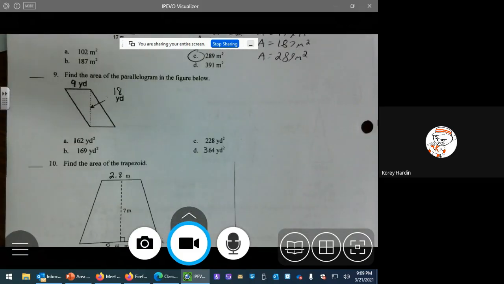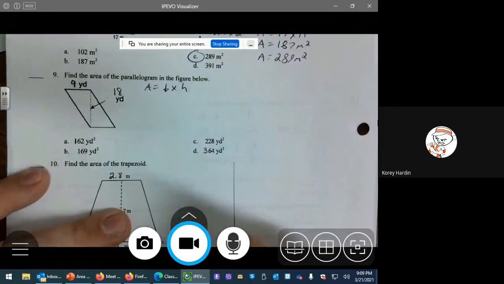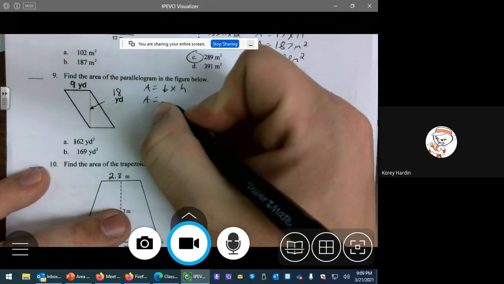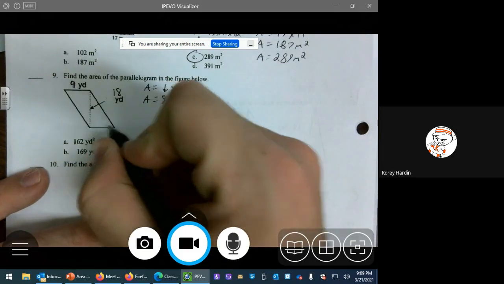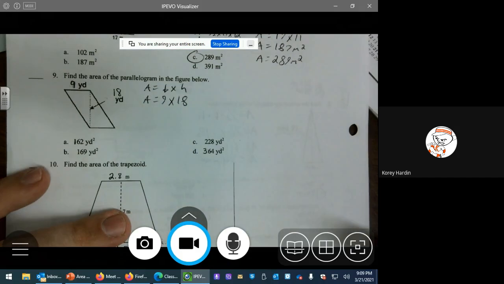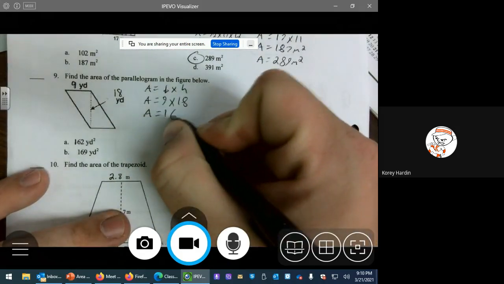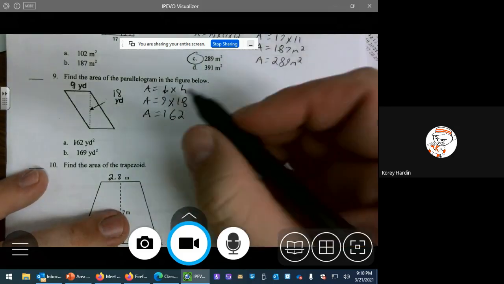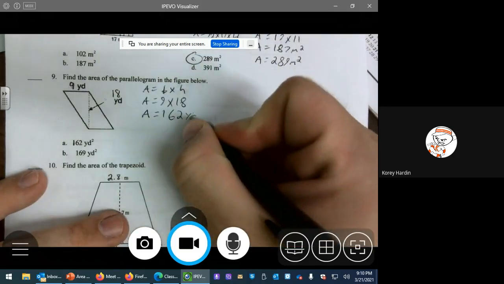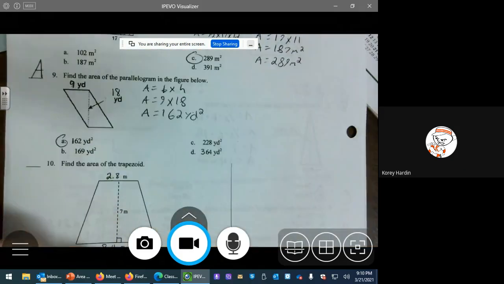All right, so we're back to the more simple shapes. Here we have a parallelogram. Okay, the parallelogram is going to be base times height, so area equals base times height. Area equals 9, because that base is going to equal this base, so 9 times 18. All right, and 9 times 18 is going to be 162. Okay, so 162 in your yards squared. So A is our answer on this one.